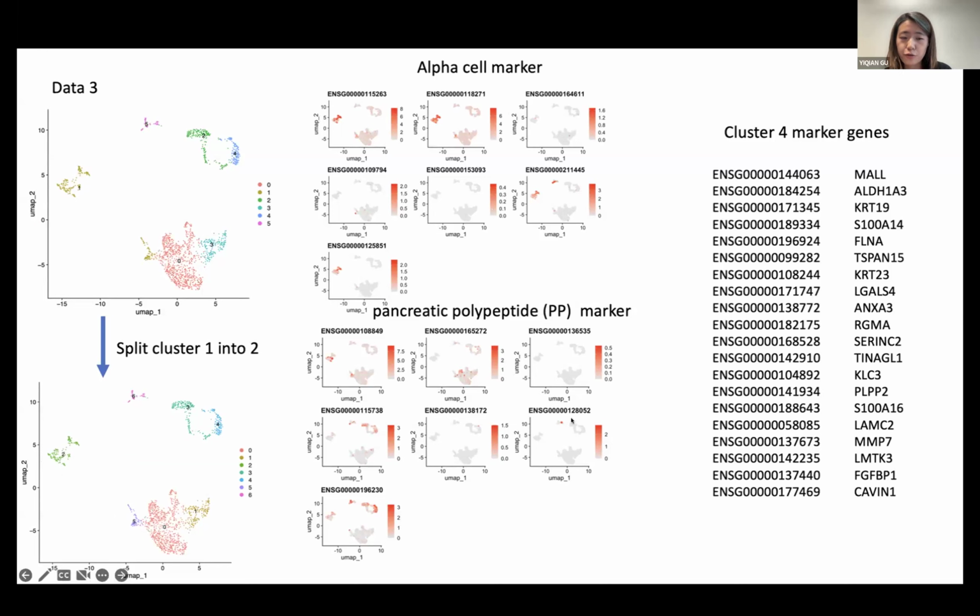And to confirm that PP cells are not found in this data set, I also print the top markers from class 4, which is here. And there are a lot of keratin genes and collagen genes. And then I use a website called Enrichr to confirm that this cell type is not PP cell.